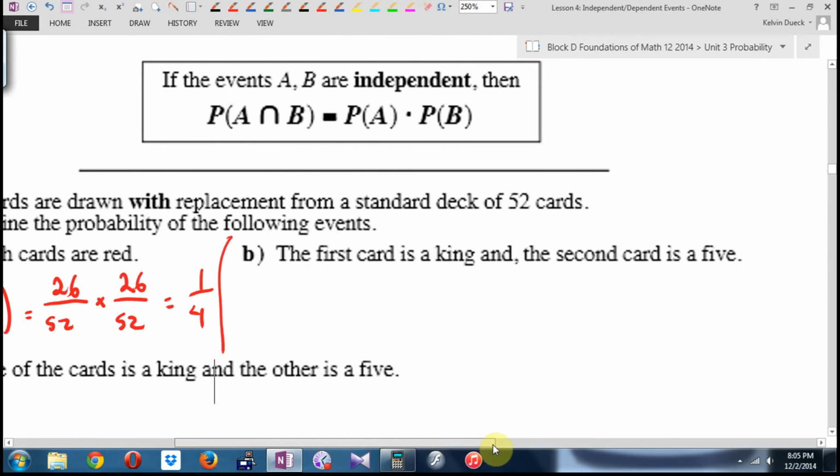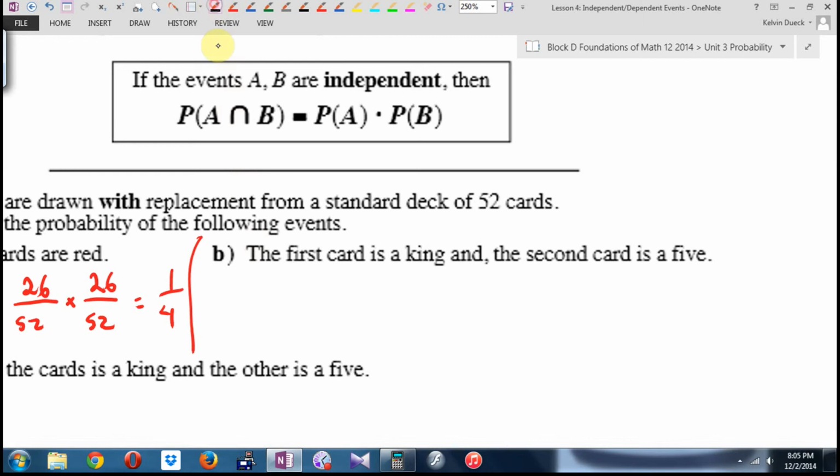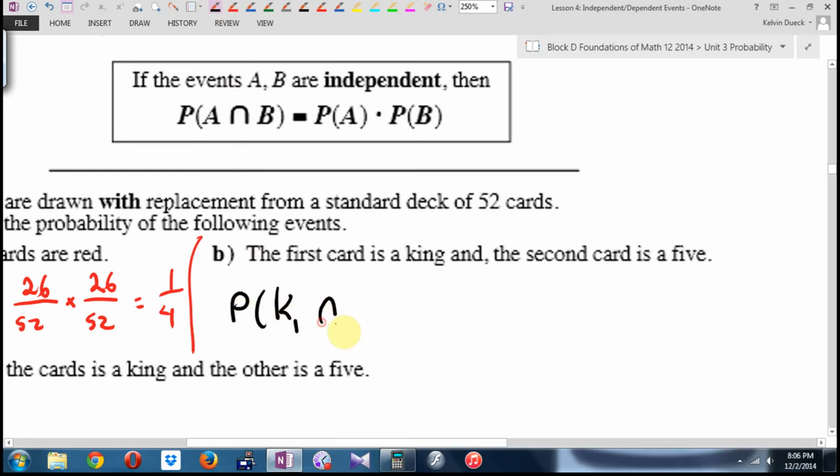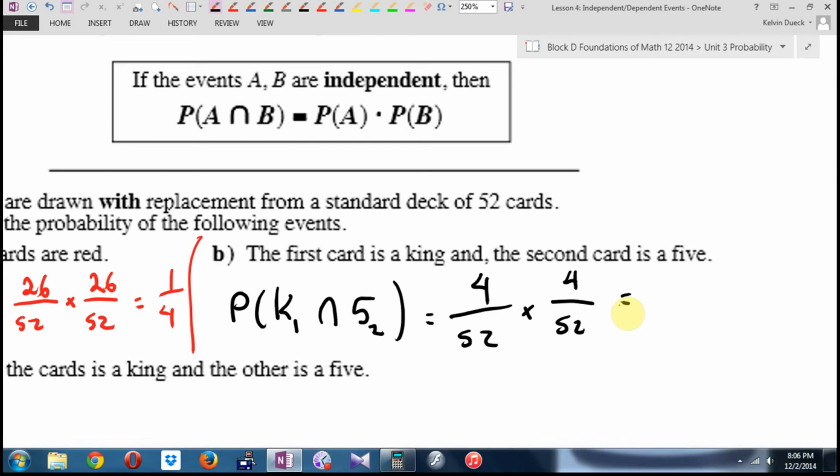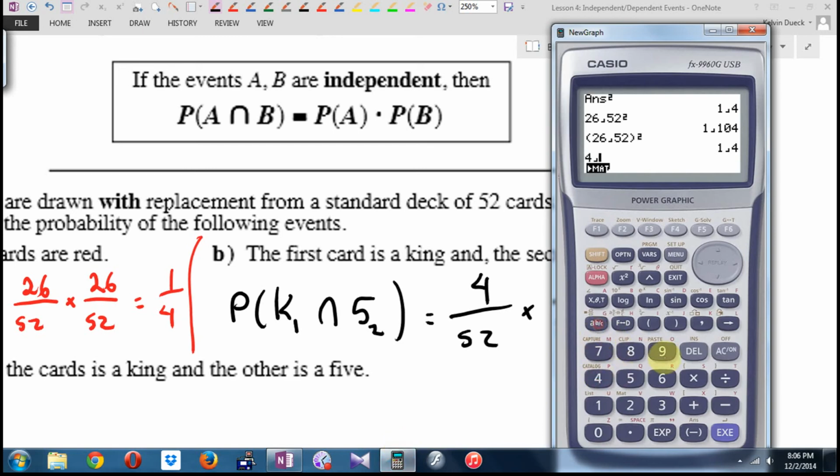First card is a king, second card is a 5. Okay, so now we're going to have the probability of king 1 and 5 on the second. How many kings? 4. How many cards? 52. And how many 5s? 4. How many cards? You put the king back, so there's still 52. I'm noticing a pattern. Well, it's only going to be like this if each probability is identical. If they had said the first card is a king and the second card is a red card, you would be 4 out of 52 times 26 out of 52. You couldn't square it. But in this case, it's going to be 4 out of 52 times 4 out of 52, or 4 out of 52 squared. It's going to be 1 out of 169.